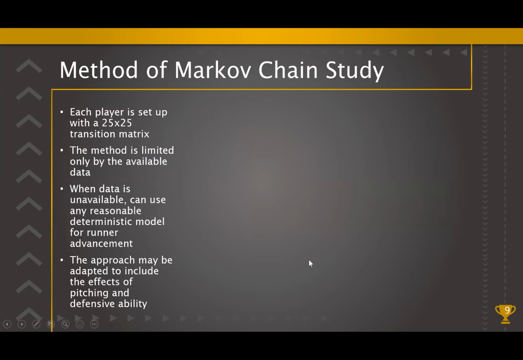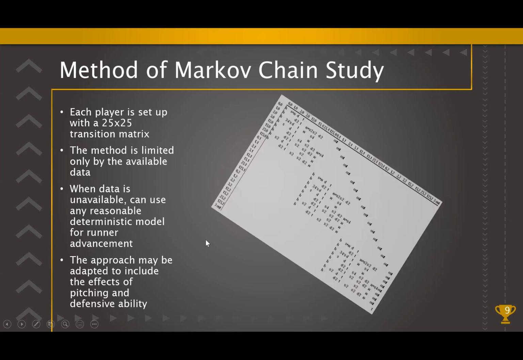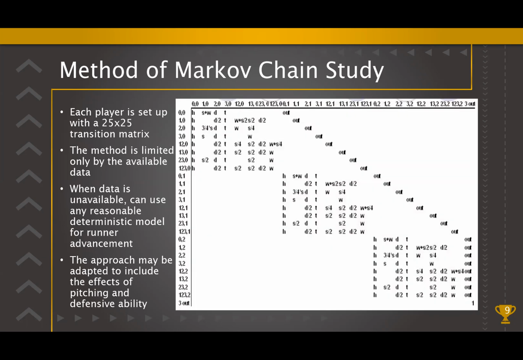The study sets up each player with a 25 by 25 transition matrix. At any point in a half inning, a baseball game can be in one of 25 states. 24 of these states correspond to 0, 1, 2, or 3 runners on the bases, of which there are 8 possibilities, and 0, 1, or 2 outs. The 25th state corresponds to the end of the inning when the third out occurs.